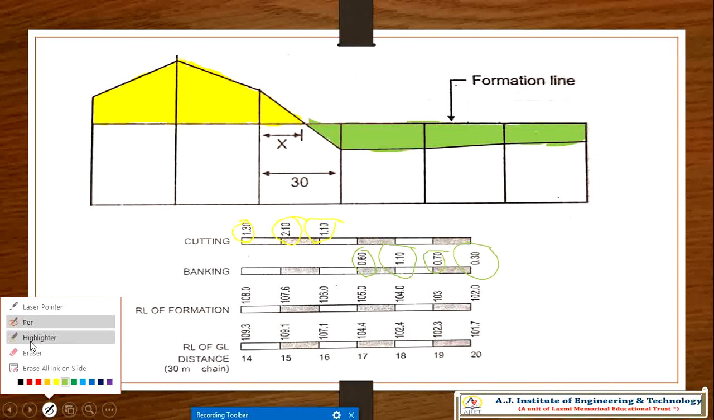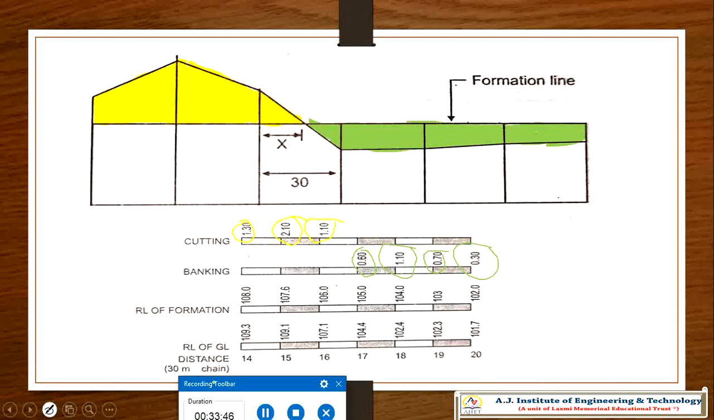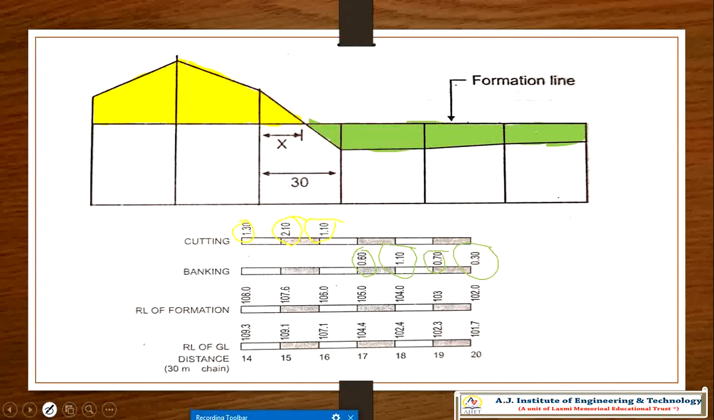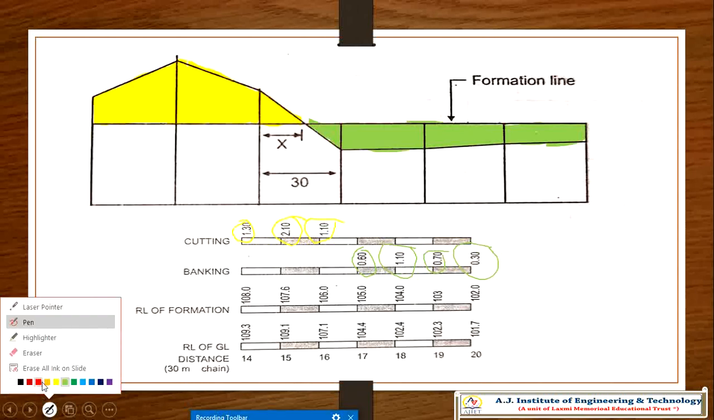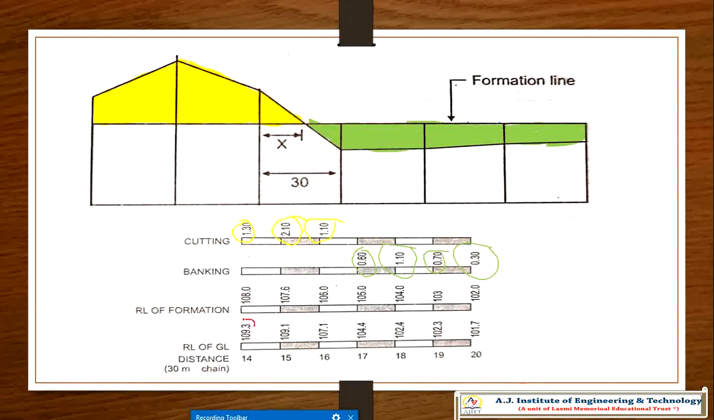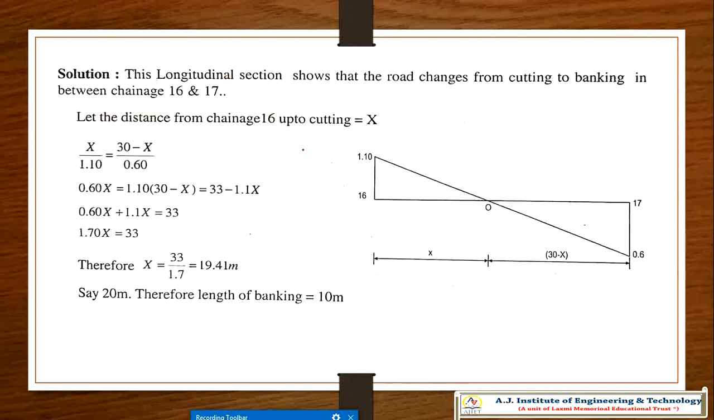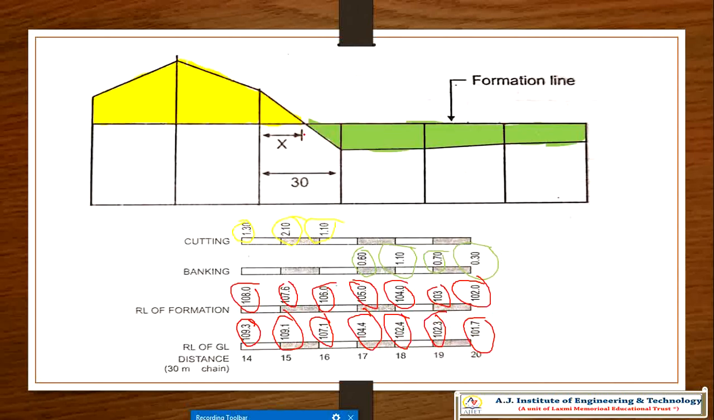This is where the RL of formation will be. First of all we'll see the RL of ground level, 109, and so on. So we are getting the ground line, and we are getting the RL of formation, as given in the figure of the problem. No calculation yet; you only have to find the cutting and banking depth. And we are going to find x here, isn't it? Why are we finding x?